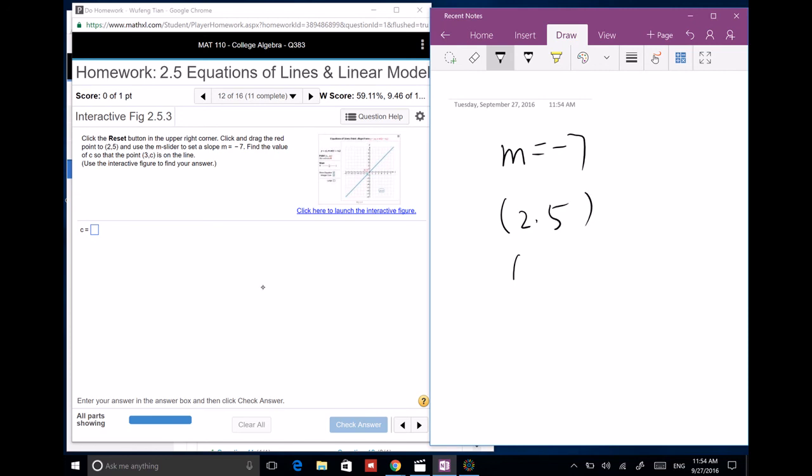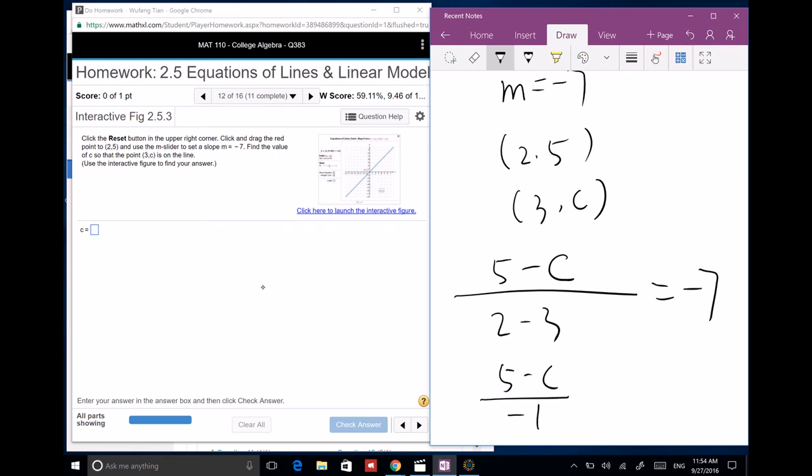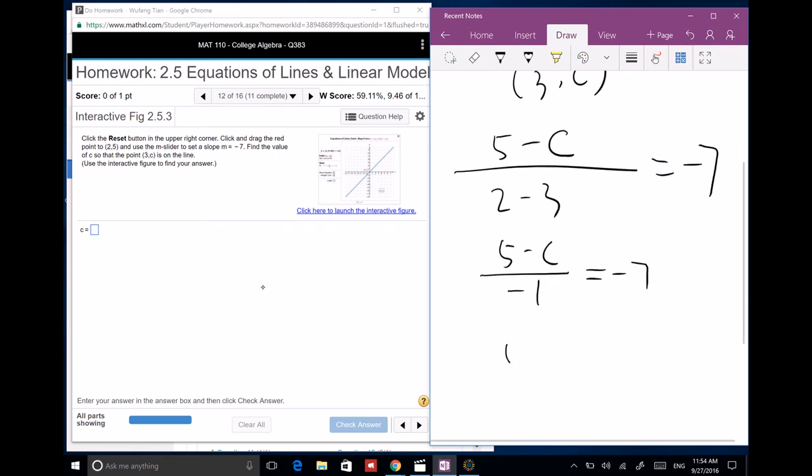The other point is 3, c. I just need to use the formula y2 minus y1 over x2 minus x1, 5 minus c over 2 minus 3. This equals the slope -7. Solve for c. So you get 5 minus c over -1 equals -7. So 5 minus c equals 7. c equals -2. So that's what you need.